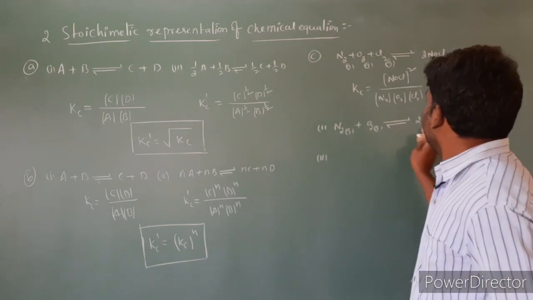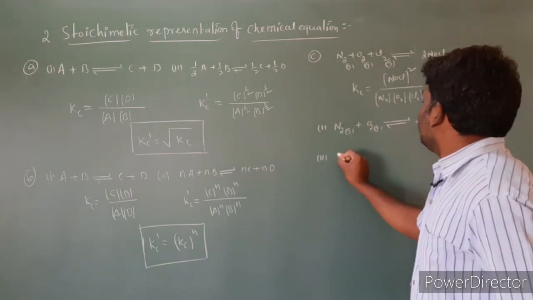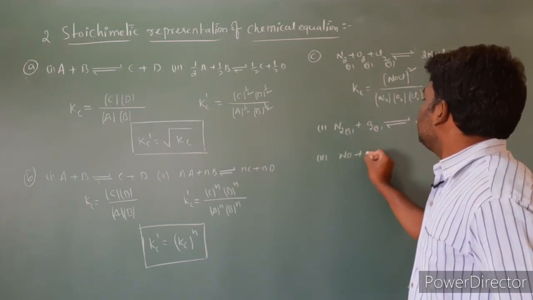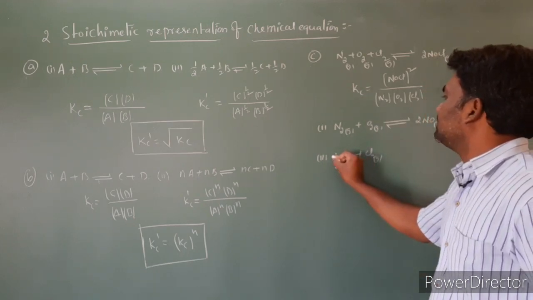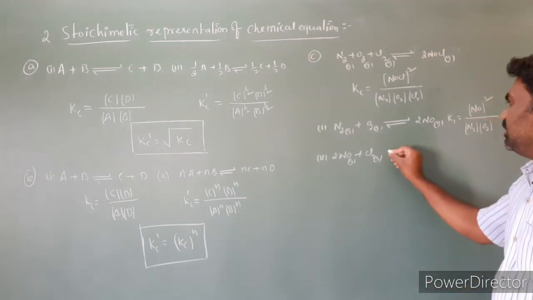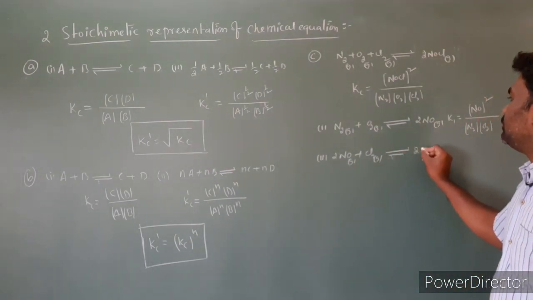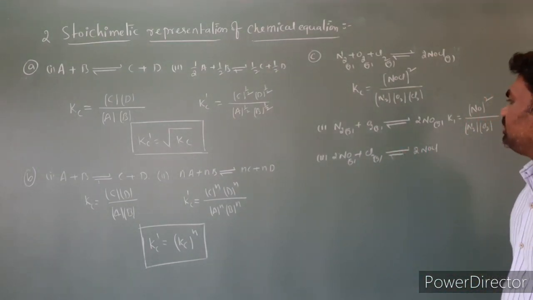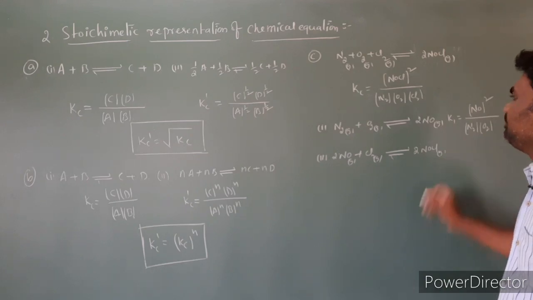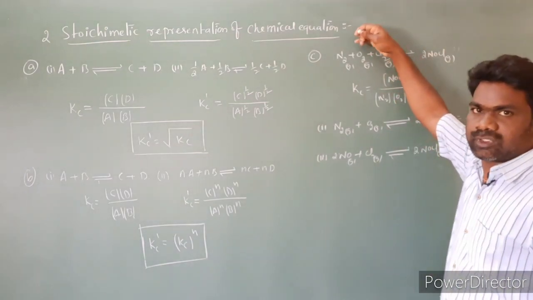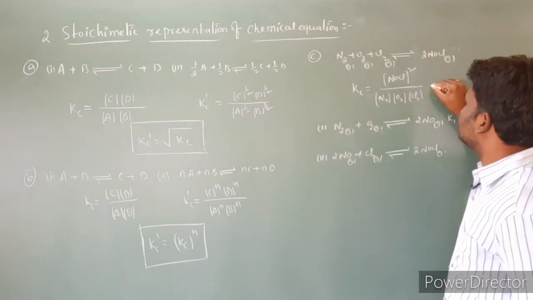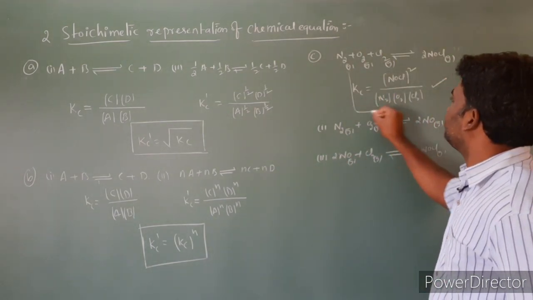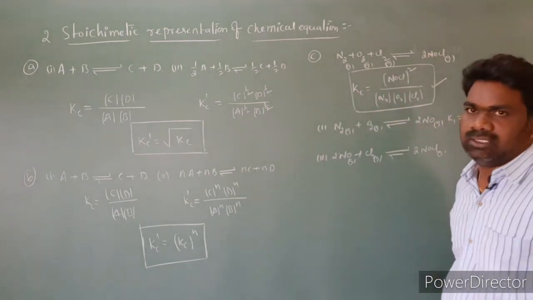For the second one, NO plus Cl2, NO is a gas and Cl2 is also a gas. So 2NO plus Cl2 gives rise to 2NOCl, which is also a gas. This is the original equation, and I split it into two steps. This is a single step where we got the Kc value, no doubt at all. Kc we got in a single step.